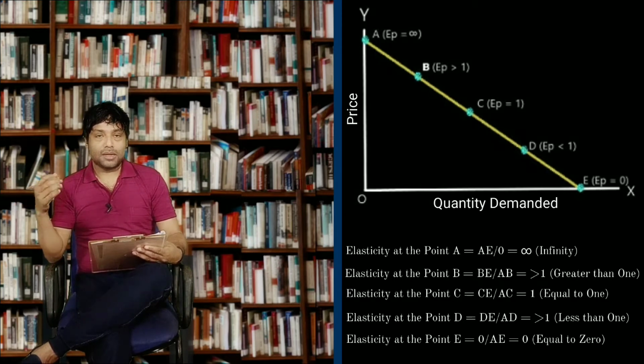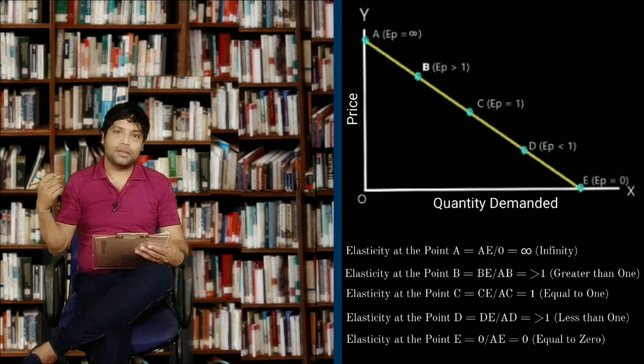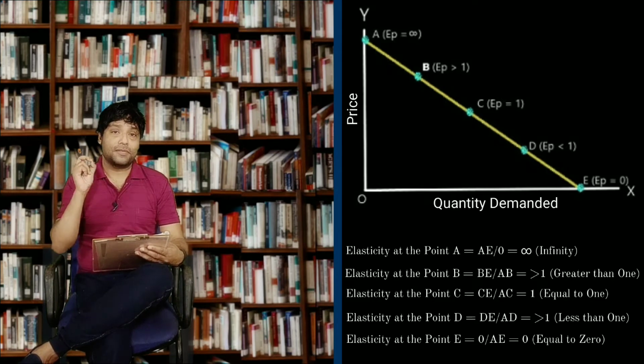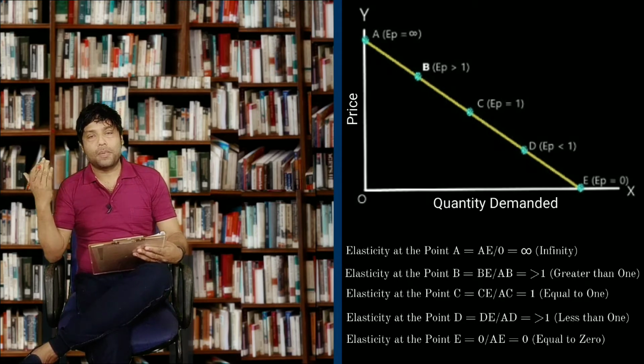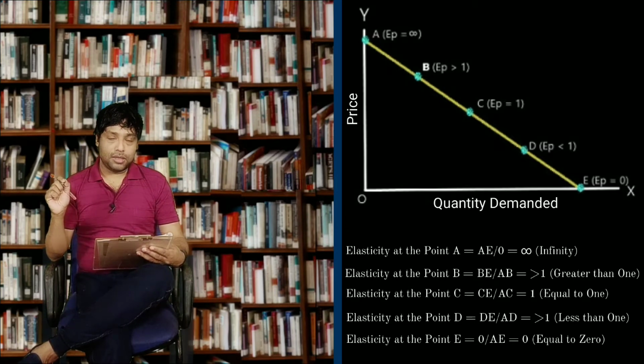Let us start from the point A. When point A is considered, the lower portion of the demand curve is the entire curve because A is the first point or the starting point of the line. Therefore, we don't see any other upper part. There is no upper part. No upper means zero upper. So, elasticity at the point A is equal to AE divided by 0.